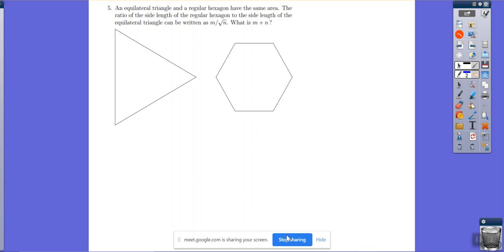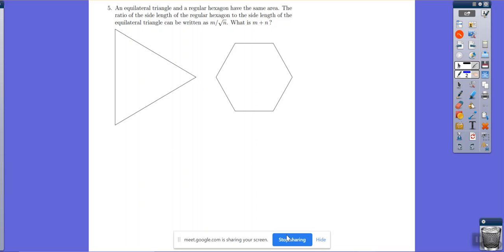Are you ready? All right, an equilateral triangle and a regular hexagon have the same area. The ratio of the side length of the regular hexagon to the side length of the equilateral triangle can be written as m divided by the square root of n. We want to know what n plus m is.